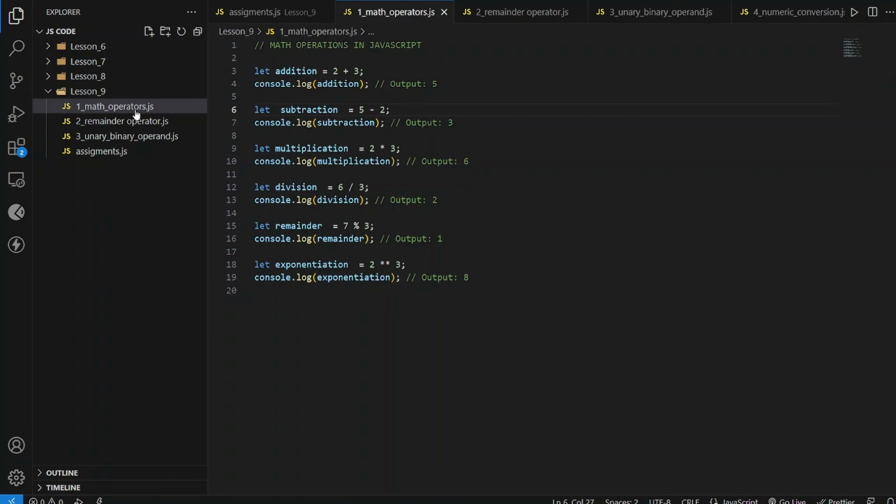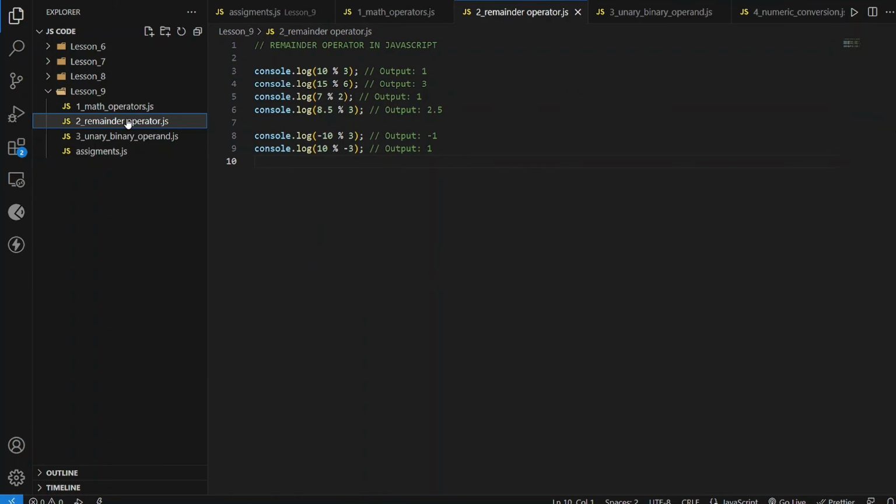Thanks for joining. In this lesson we will practice with basic math and operators. We will see how the math and operators work in JavaScript.